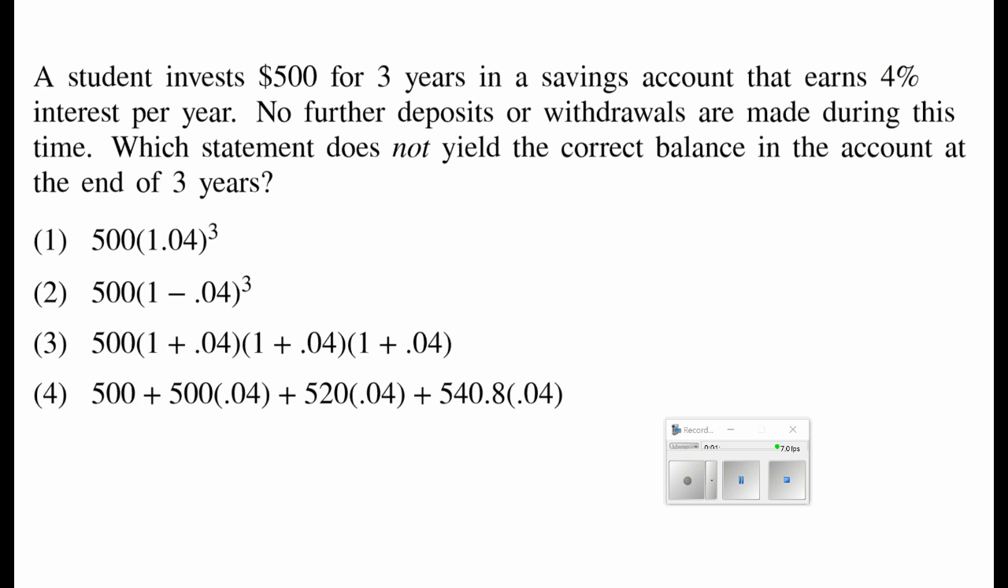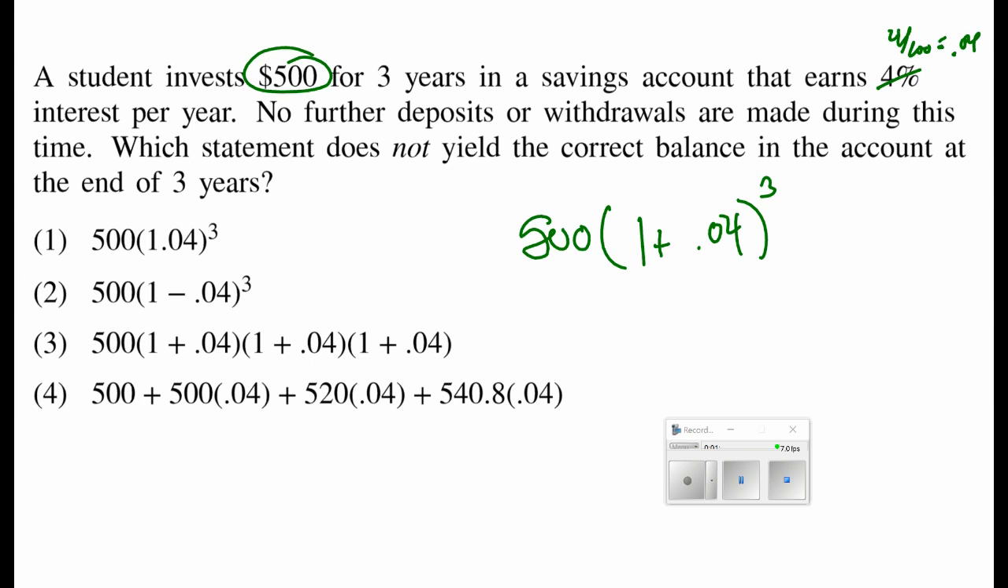A student invests $500 for 3 years in a savings account that earns 4% interest. So my initial value is 500. 3 years is going to be my exponent, 4% interest. So he's growing money. I'm going to do 1 plus. What's 4% as a decimal? What's 4 over 100? That gives me 0.04. So which of these expressions, which statement does not?